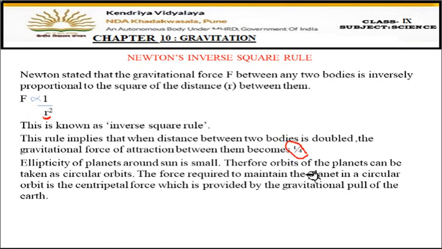Why 1/4? Because the distance has doubled. Doubled means it is already r square in the formula, so it will become 4 times. So force will also reduce by 1/4.